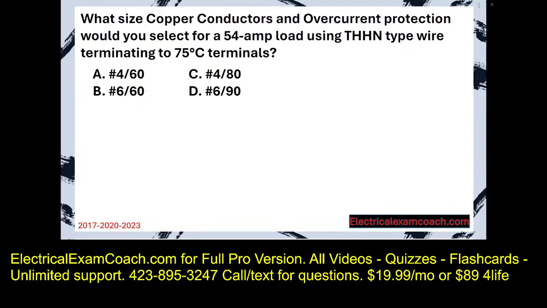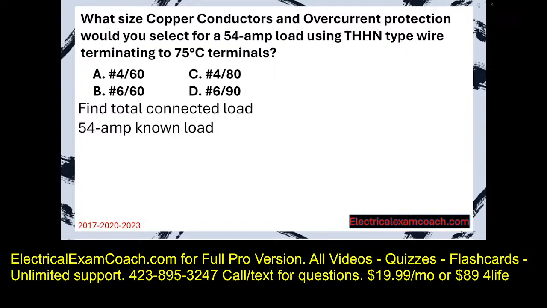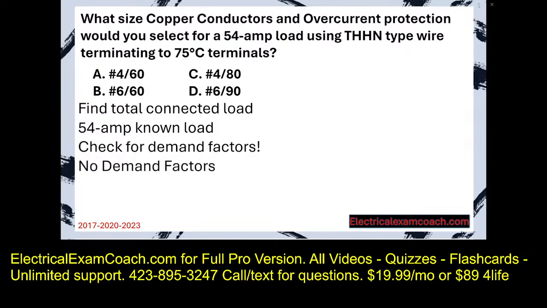What size copper conductors and overcurrent protection would you select for a 54 amp load using THHN type wire terminating to 75°C terminals? Step 1, we're going to find our total connected load. In this case, we have it. It's 54 amps. But we must check for demand factors. Well, they've not mentioned a specific piece of equipment or that it's going to run for 3 or more hours. So in this case, there are no demand factors.